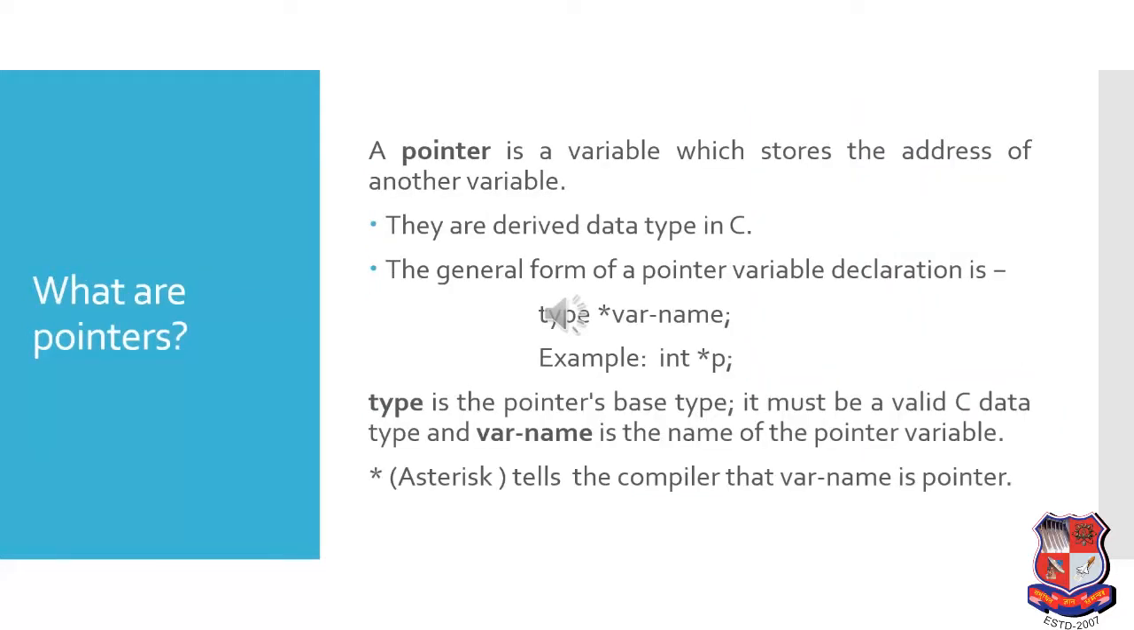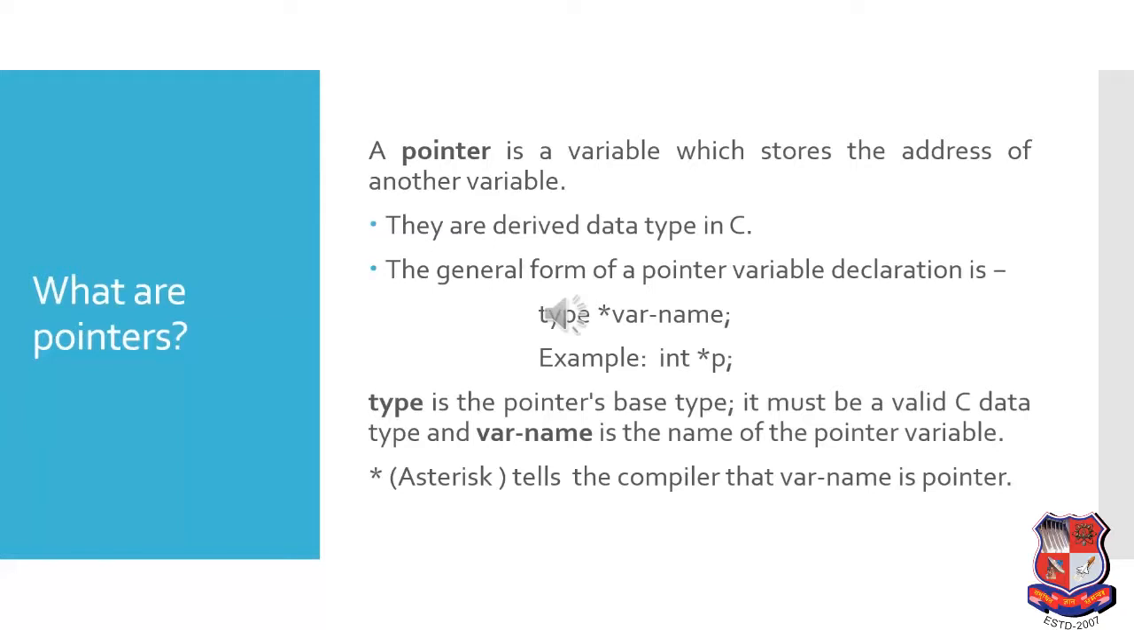So, what are pointers? Pointers are a derived data type in C that contain a memory address as their value. Like any other variable, we must declare a pointer before using it.